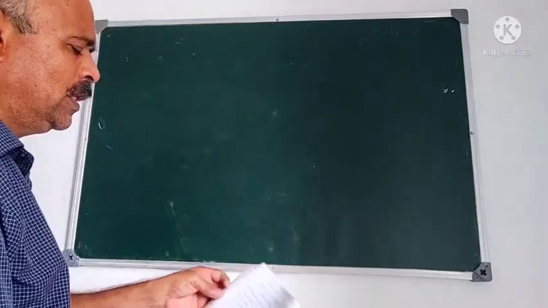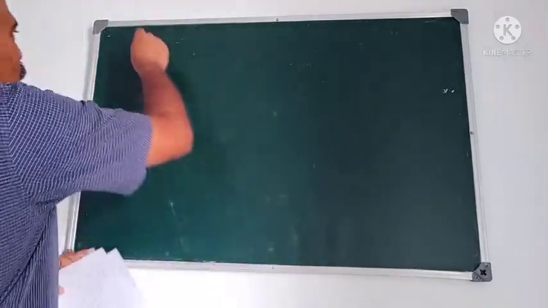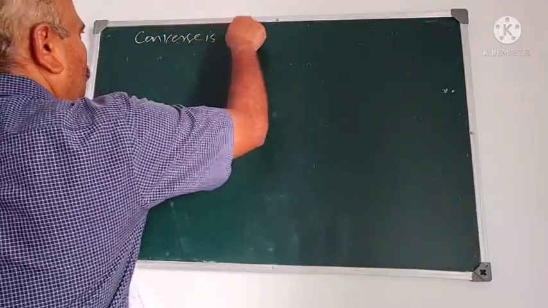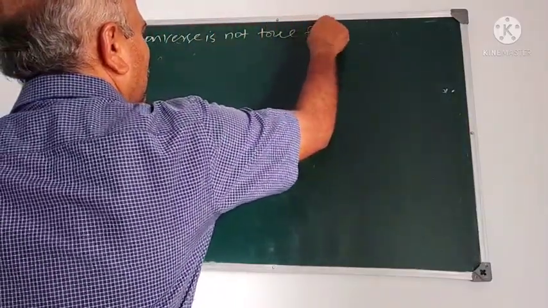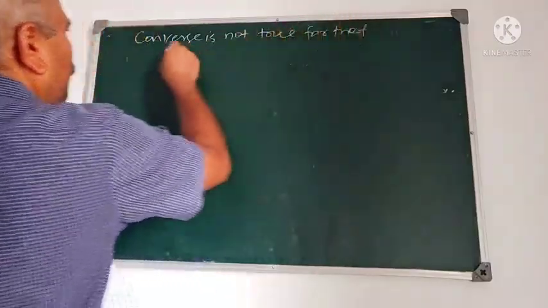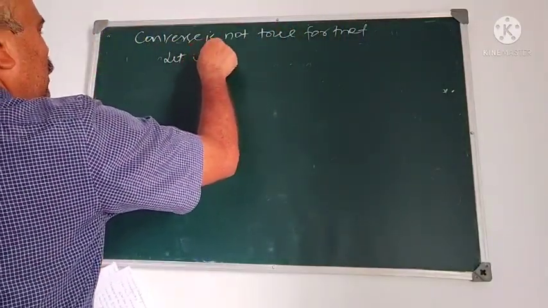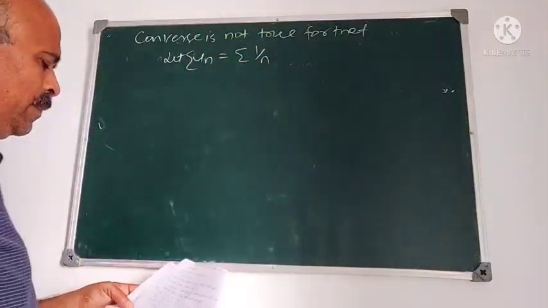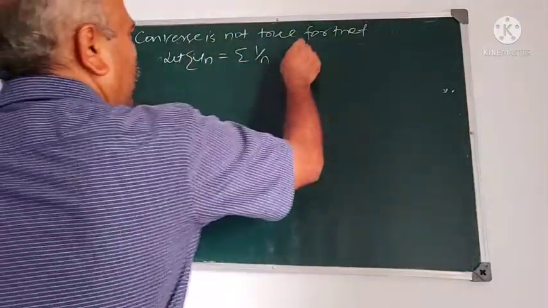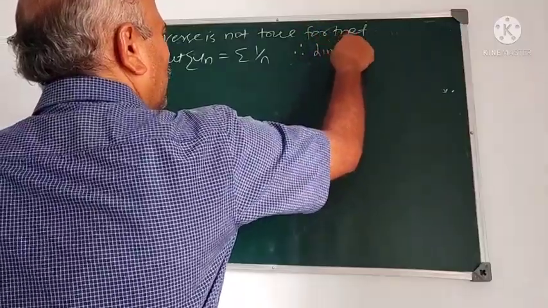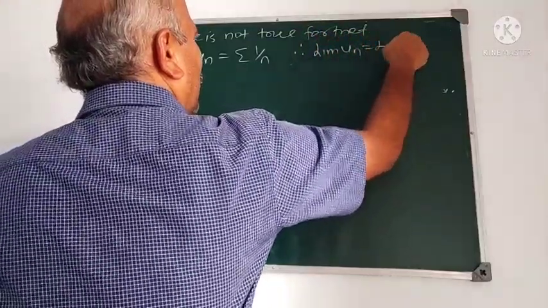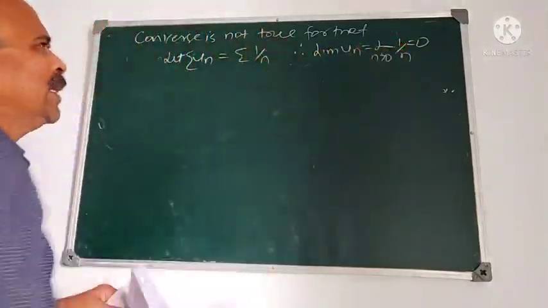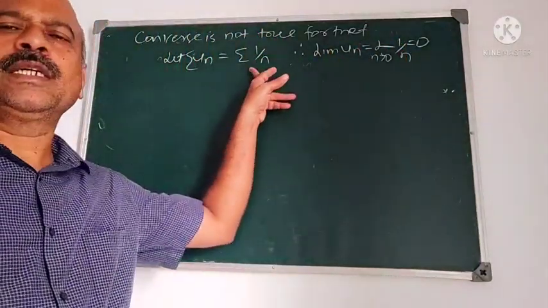For that we use an example. Converse is not true. For that we take the example: let sigma un be sigma 1 upon n. Therefore, limit un is limit 1 upon n, which is 0 as n tends to infinity. But we prove that this series doesn't converge.